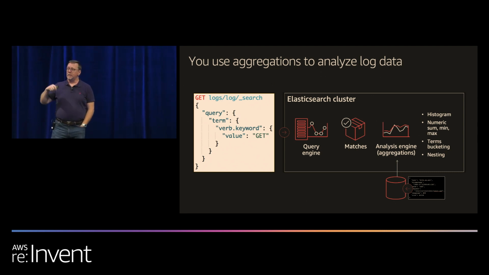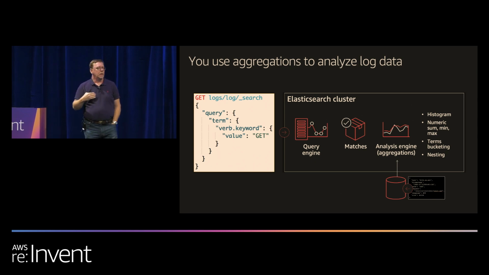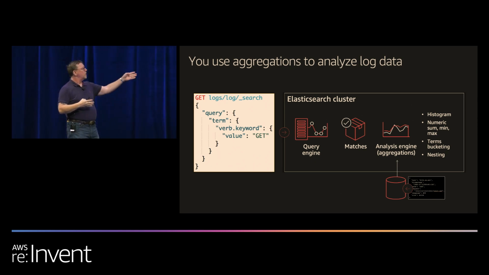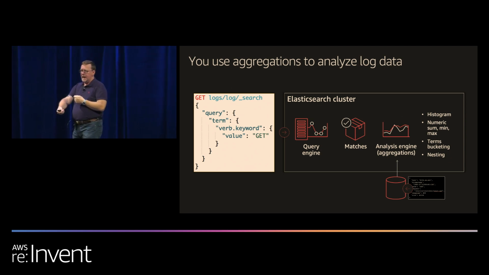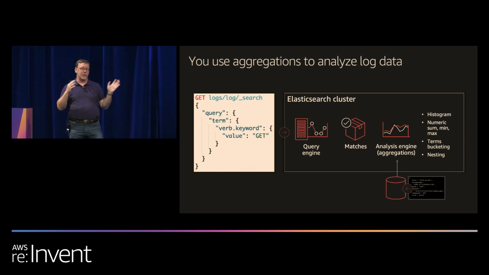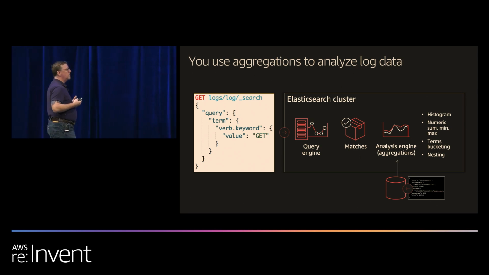In the log use case, you use aggregations to analyze data. Elasticsearch aggregations come after the match set. So in this case, we have a query. We're going to select out the set of records where the verb is GET. That's going to be the same query engine and matching that we already did. Then we're going to go and run the analysis engine. Again, there's not actually an analysis engine, but you can think of it as the analysis engine. We're going to run that over the source data for all of those records to build various charts and graphs.